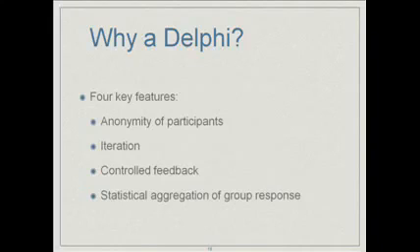The Delphi has 4 key features. They are anonymity of participants, iteration, controlled feedback, and statistical aggregation of group response.